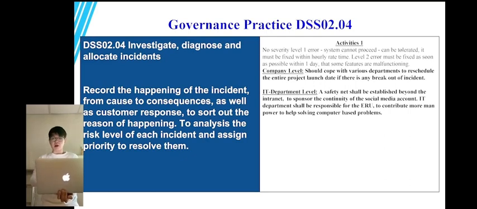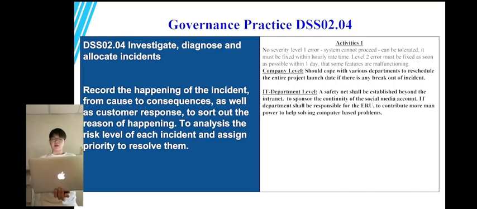For example, if there is an incident that happens, which incident should be solved first, and as well the capacity of each team should be identified. For example, do they have enough manpower to take extra tasks for risk management and control? If not, then an emergency response unit should be established to solve those problems.